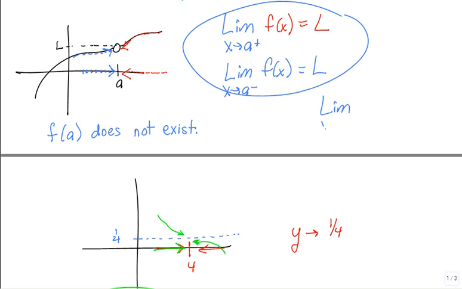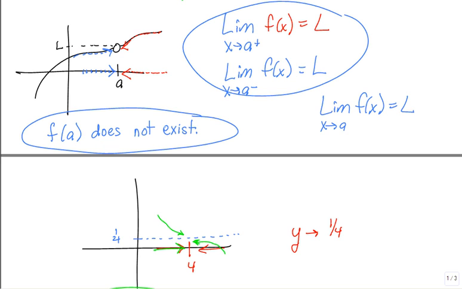The limit as x approaches a is L, but the point doesn't exist. It's an open circle. The point does not exist, and that's how you write that. So we have a limit, but we don't have a point. Okay, it's important that you know the difference between those two things. Those are called one-sided limits.